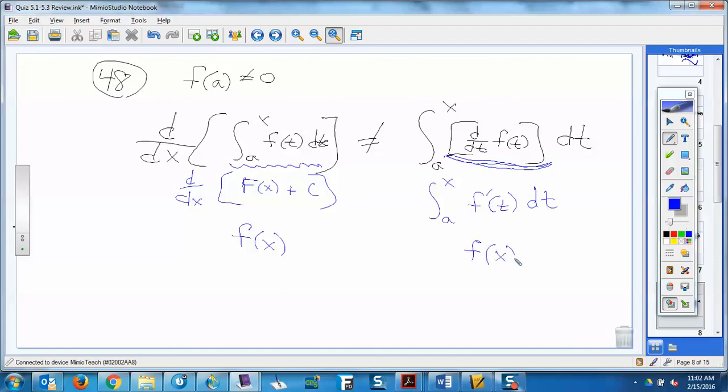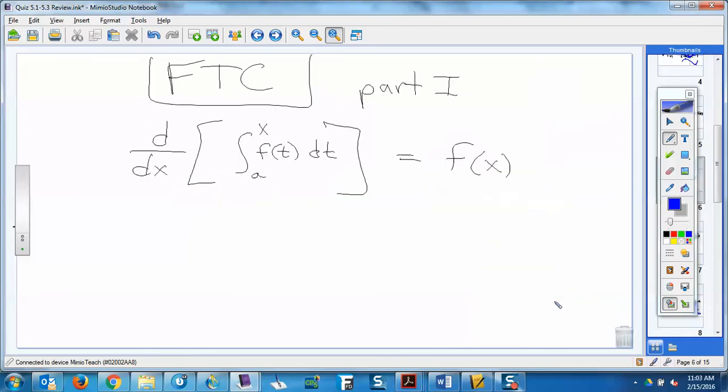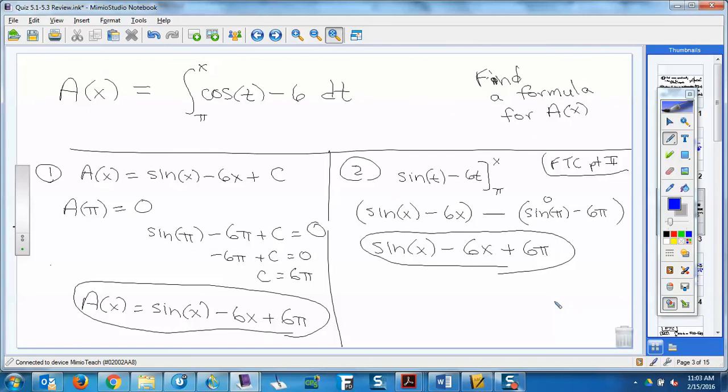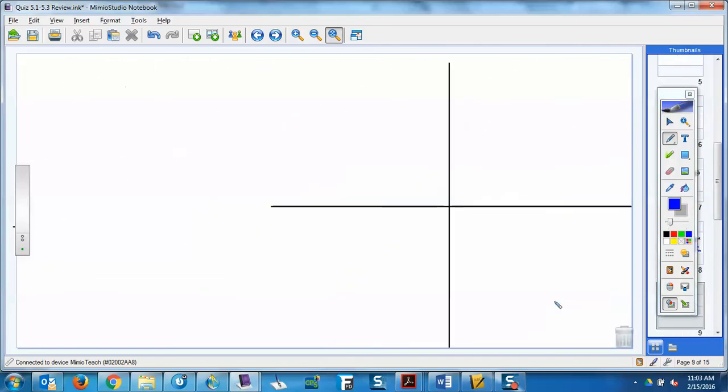Plus some c. Or, actually, if we use fundamental theorem part 2, couldn't we do this? Couldn't we do the antiderivative, little f, plug in an x, minus antiderivative, little f, plug in a? Wouldn't it be that? It's kind of the same thing. This would just be the c right here, right? Just like we did earlier today in this problem, when we did the antiderivative, plugged in the x, plugged in the pi, right? So we could do the same thing here.